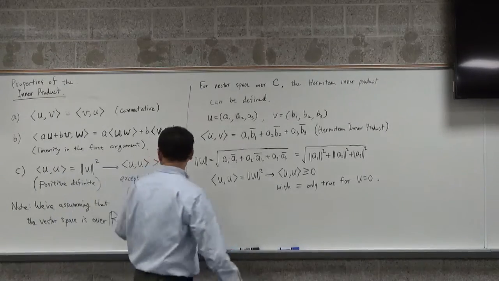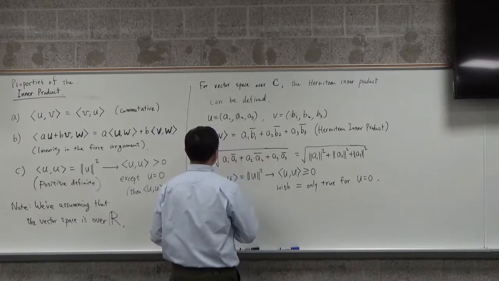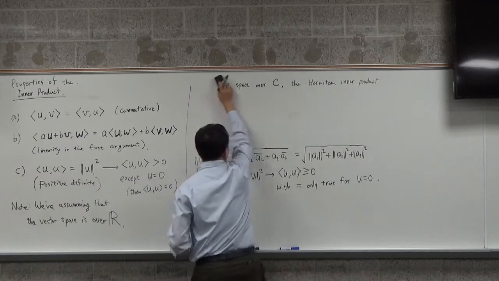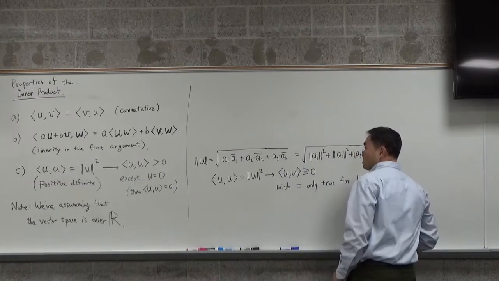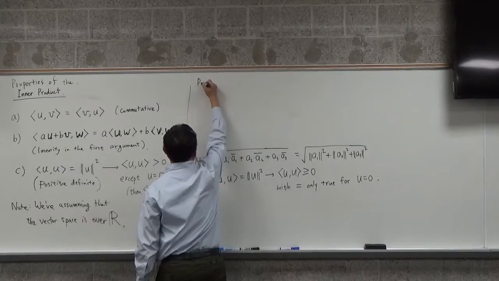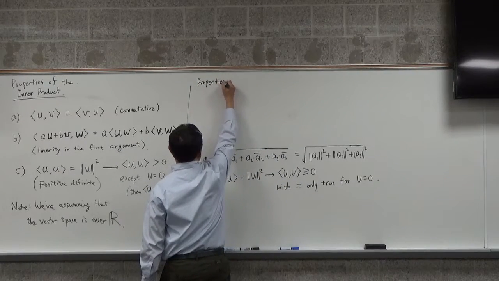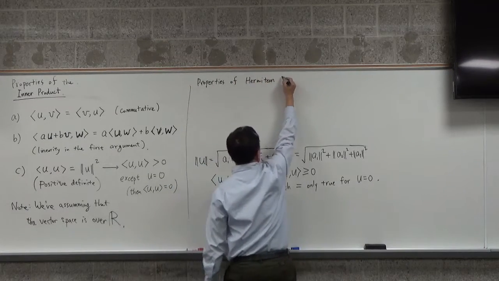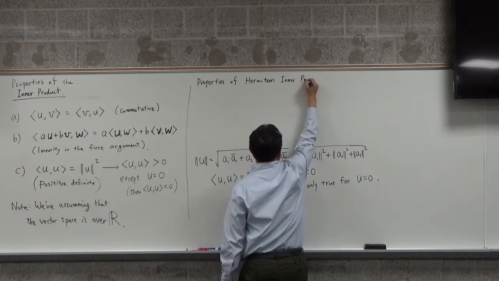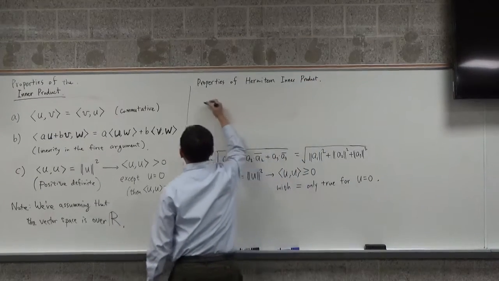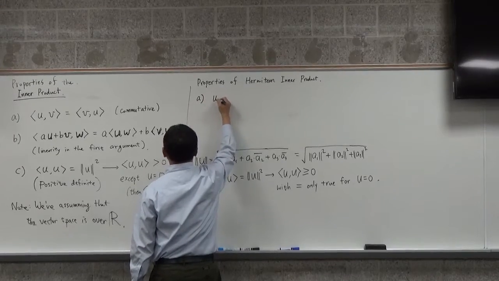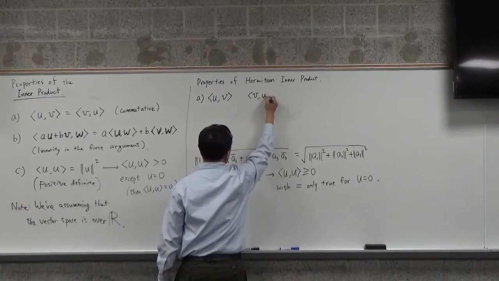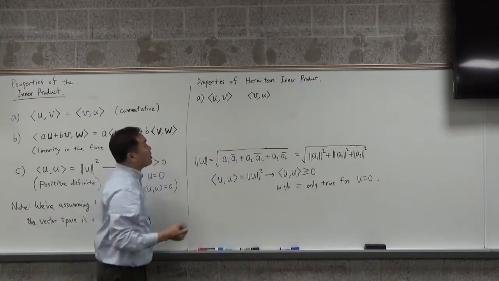But then these would be a little different, right? So let's try to write down what the rules are for the other two properties. So here, properties of the Hermitian inner product. Is that if you have the inner product of u and v, and if you have that of v and u, they're not really equal to each other. Let's see how it happens.